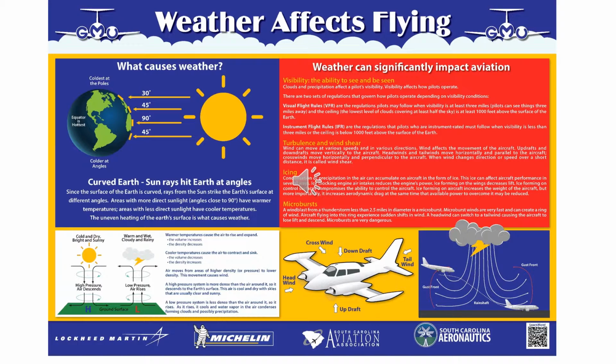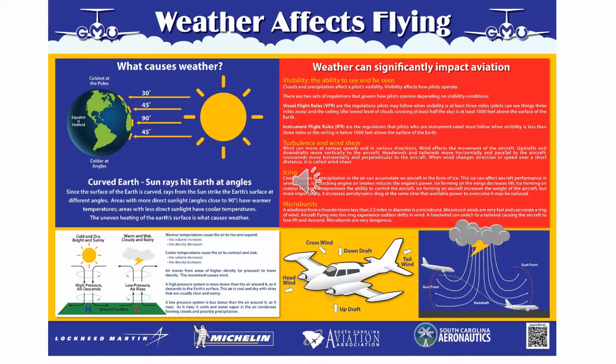This movement causes wind. A high-pressure system is more dense than the air around it, so it descends to the Earth's surface. This air is cool and dry, with skies that are usually clear and sunny. A low-pressure system is less dense than the air around it, so it rises. As it rises, it cools, and water vapor in the air condenses, forming clouds and possibly precipitation.